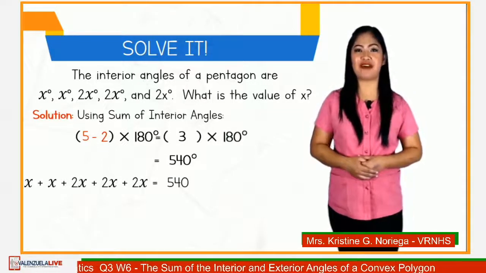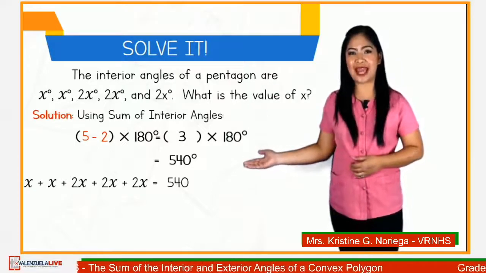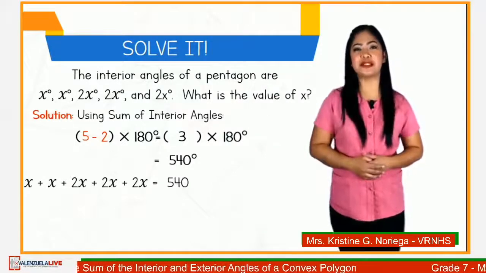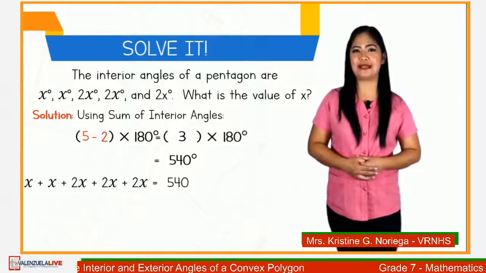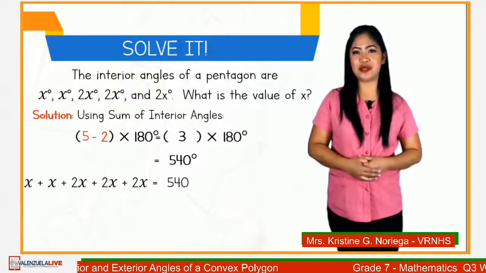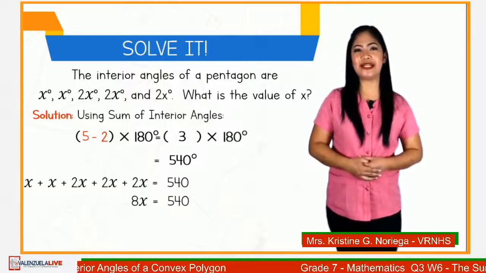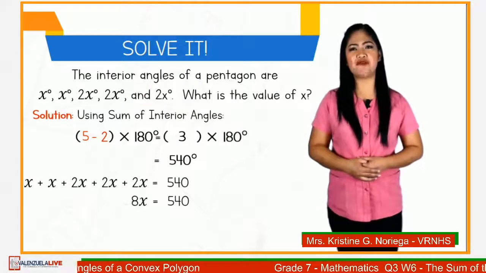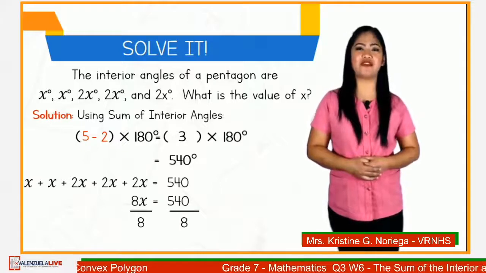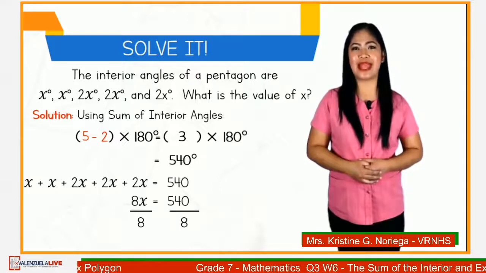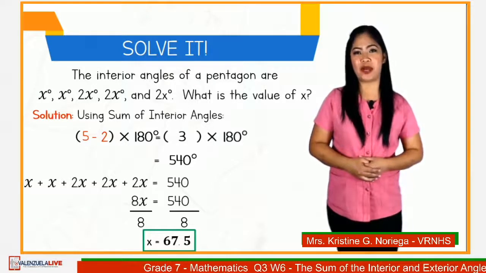So to find for the value of x, we have x plus 2x plus 2x plus 2x equals 540. Adding like terms will give us 8x equals 540. Since we are solving for x, we need to eliminate 8 by dividing both sides of the equation by 8. And that will give us x is equal to 67.5.